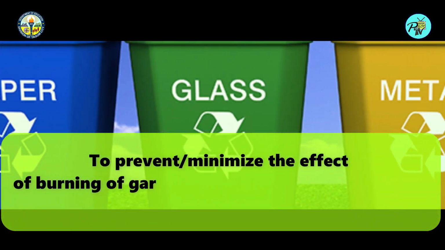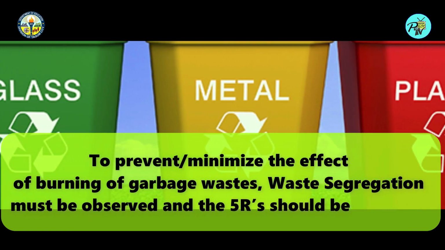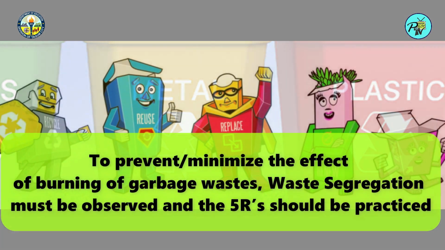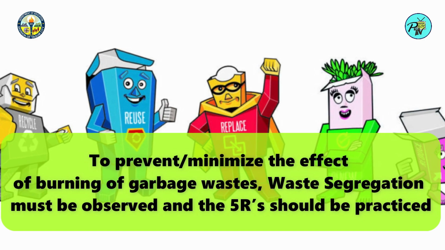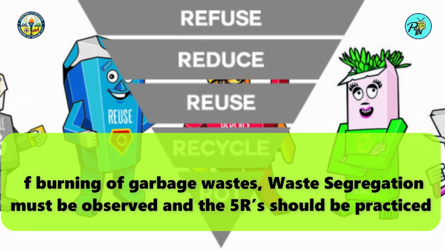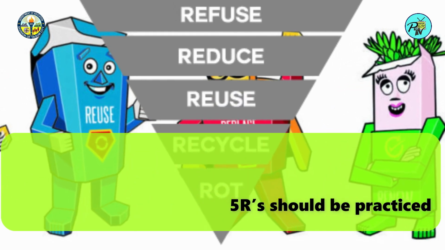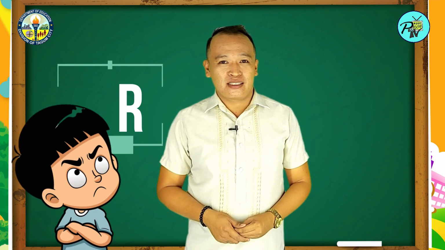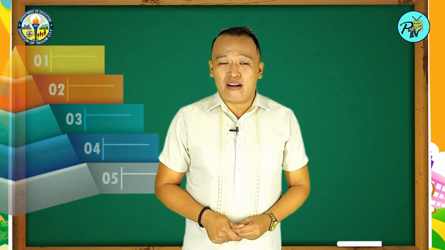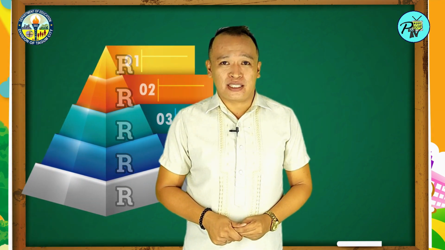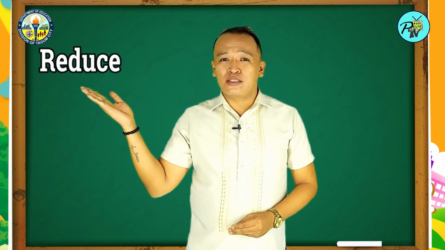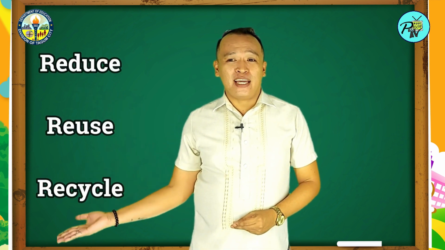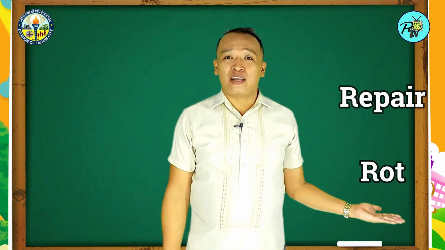To prevent the effect of burning of garbage waste, waste segregation must be observed, and the 5 R's should be practiced. Okay? So what is 5R? Are you familiar with this? The 5R of responsible waste management are reduce, reuse, recycle, repair, and rot.